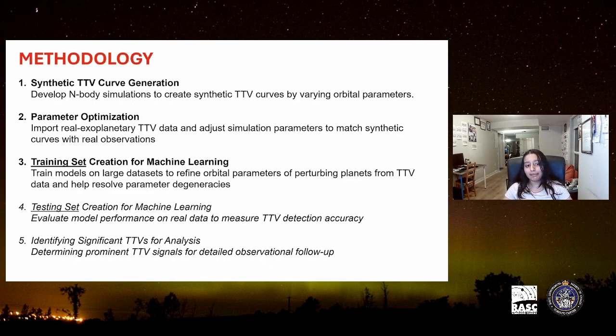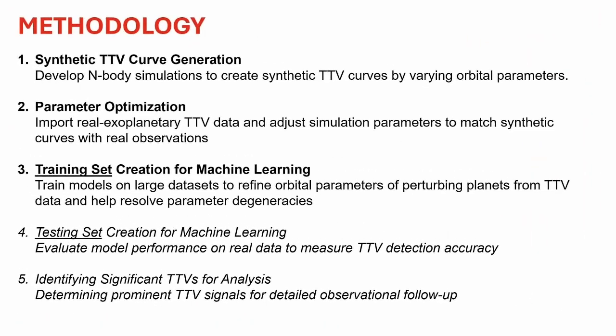So here is a quick look at my methodology. First, I'm creating n-body simulations, which is really important, and this is done by varying the orbital parameters. Second, I'm using real data from the 32 known TTVs to be able to determine the parameters for the n-body simulations. Third, I'm creating thousands of n-body simulations to be able to train my machine learning model on. And fourth and fifth are still ongoing: creating a testing set for the machine learning model and identifying significant transit timing variation for further analysis.